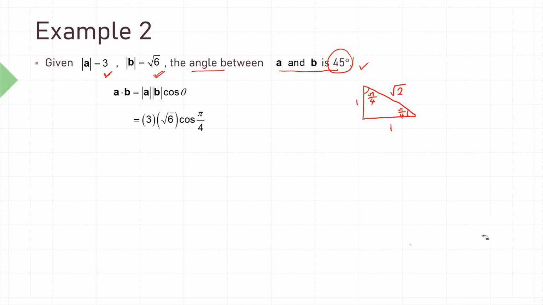To find the cos, let's say this one is the angle. The cos is just adjacent over hypotenuse, so this will be 1 over square root 2. That's why we have this 1 over square root 2. Now we simplify this one and finally we get the result.